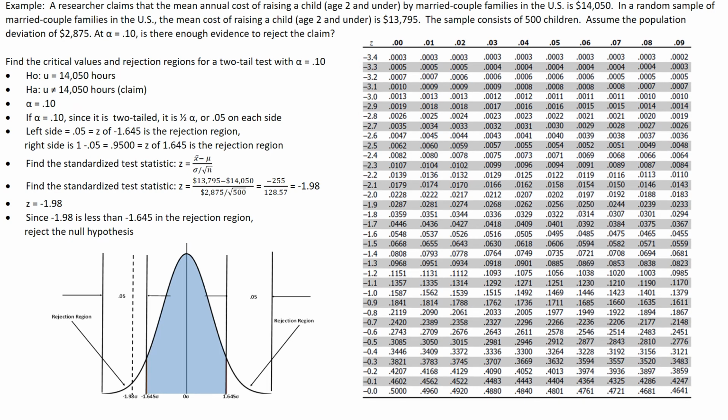A researcher claims that the mean cost of raising a child age 2 and under by a married couple is $14,050. In a random sample of married couple families in the U.S., the mean cost of raising a child is $13,795. The sample consists of 500 children. Assume the population deviation is $2,075 and alpha equals 0.1. Is there enough evidence to reject the claim?